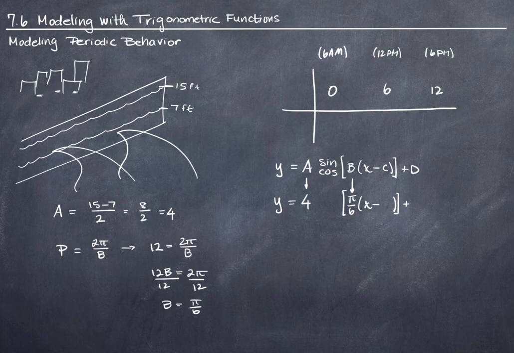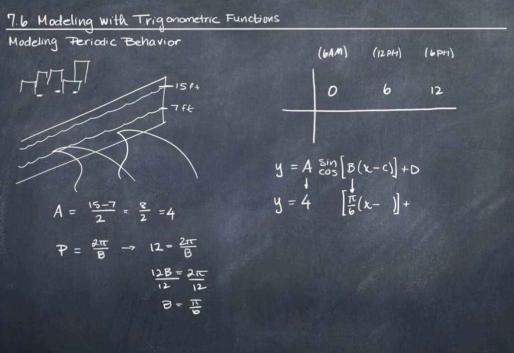I'll have to figure that out. But if you think about this logically, the lowest point we ever get to is 7, and the highest point we ever get to is 15. At no point do we ever get down to 0, and we certainly don't get down to below 0. So the midline of this graph is somewhere in between these two values, right? That means that the d value is going to be somewhere between 7 and 15.